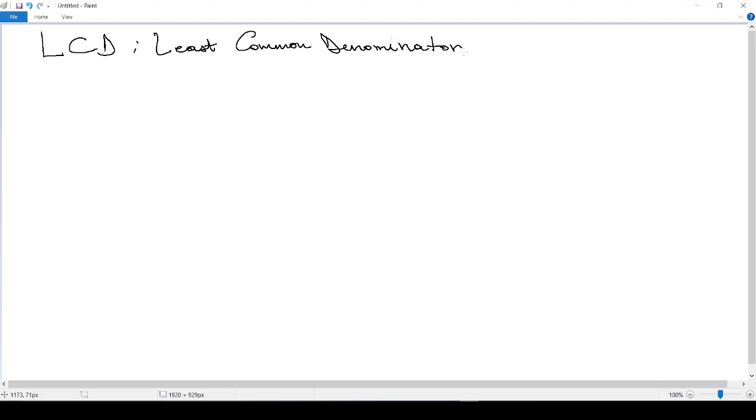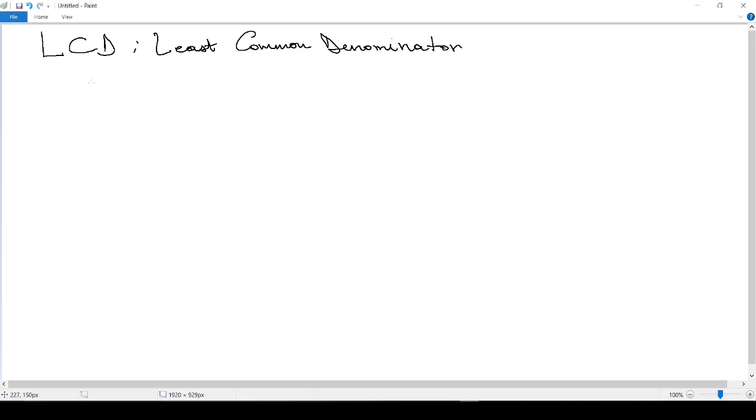The number that we find is called the LCD. So if I may repeat again, when we have fractions with unlike denominators, we use the LCM of their denominators, and the number that we find out of the LCM is called the LCD. We will explain better with examples, and hopefully it will be more clear. So let's go with this first example.